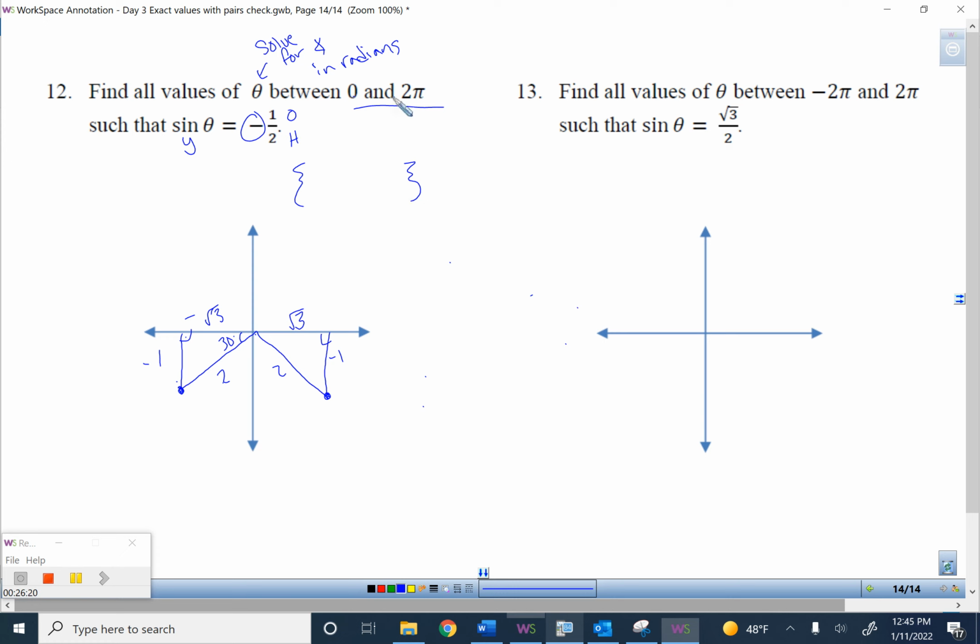Because it says 0 to 2 pi, we have to have radians in our answer. I know it's going to be something with pi. And I know one more thing. Because this was 30 degrees, I know that my answer has to be over 6. Those go together. So that's what we're starting out with.